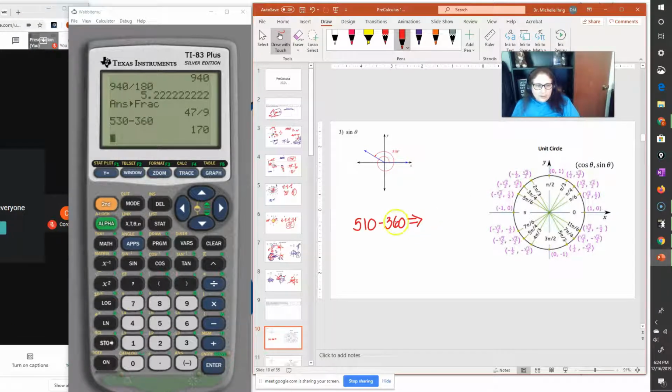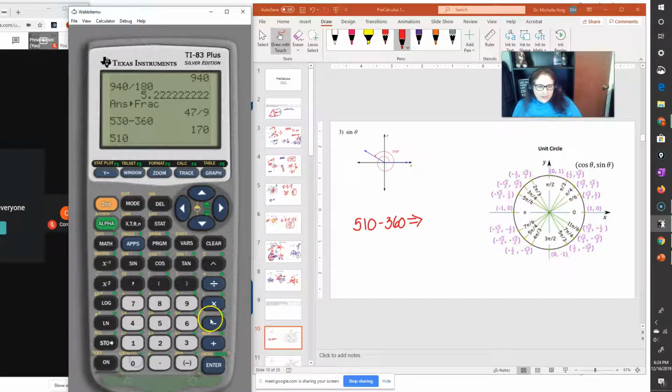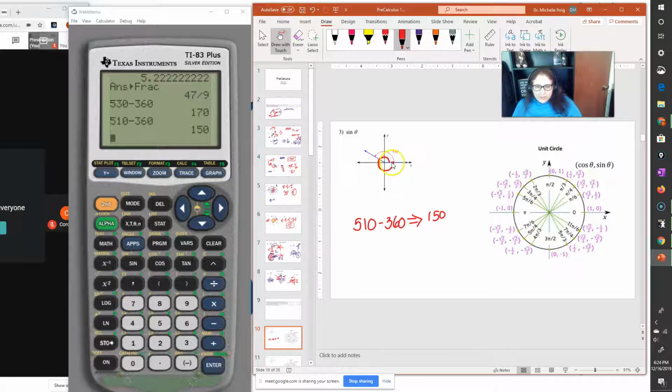So I'm going to do 510 minus 360, 150. Okay, so we know that from here to here, we did 360. We know from here to here is 150. So we know that our reference angle is going to be 30 degrees, because we take 180 degrees, subtract the 150 that we moved, and now we've got 30.